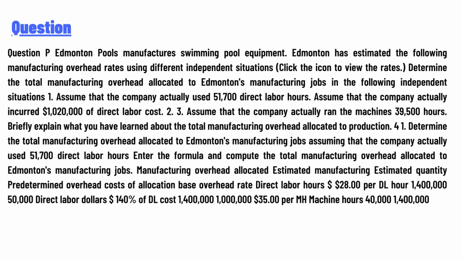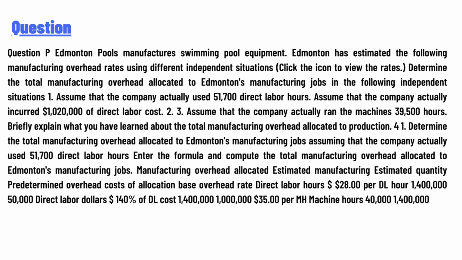1. Assume that the company actually used 51,700 direct labor hours. 2. Assume that the company actually incurred 10,20,000 of direct labor cost. 3. Assume that the company actually ran the machine 39,500 hours. 4. Briefly explain what you have learned about the total manufacturing overhead allocated to production.